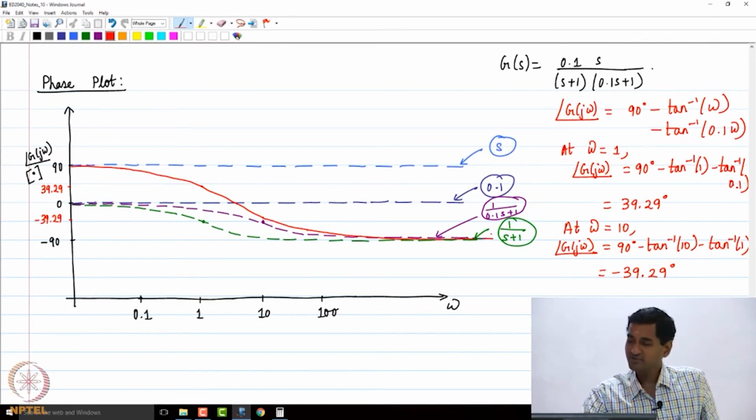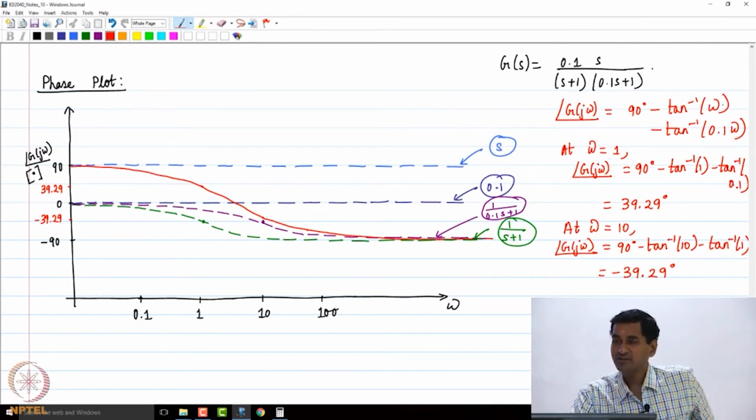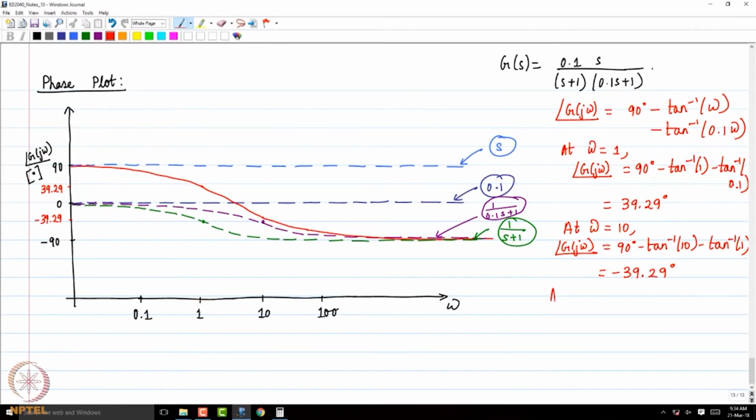Why minus 90? Because tan inverse omega will contribute 90 degrees, tan inverse of 0.1 omega will contribute 90 degrees. So immediately you see that as omega tends to infinity, the phase of G of j omega will tend to minus 90 degrees, right. I hope it is clear.